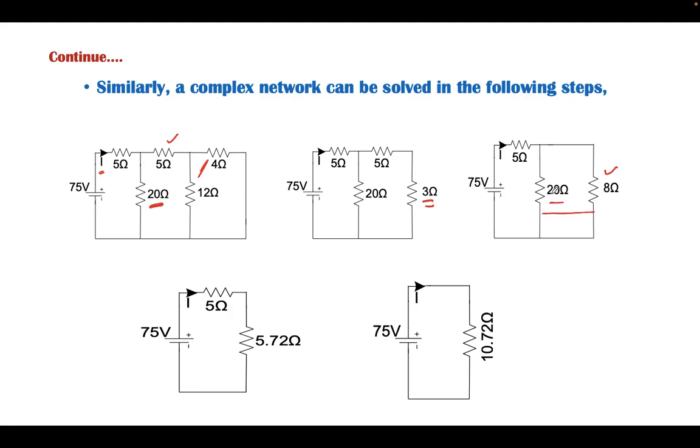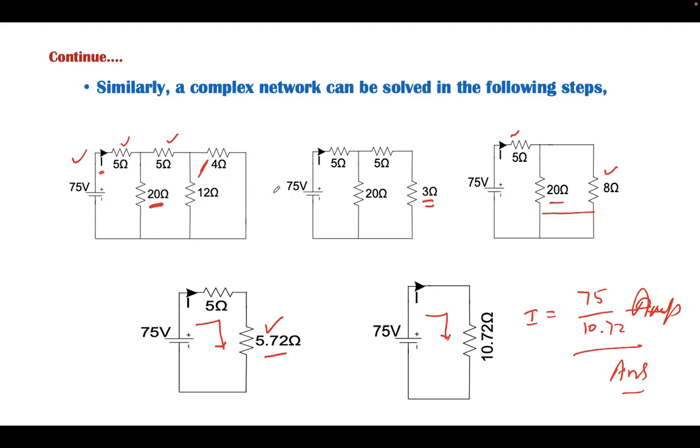The parallel combination of 8 and 20 ohm gives us 5.72 ohm, and this 5.72 ohm is in series with this 5 ohm resistance, and hence we can calculate the total current supplied by the source. These two elements sum to 10.72, and the current I will be 75 divided by 10.72 ohm. This is the answer, in amperes. In this way, by reducing the network starting from the last end up to the first point nearest to the source, we get the total current supplied by the source.